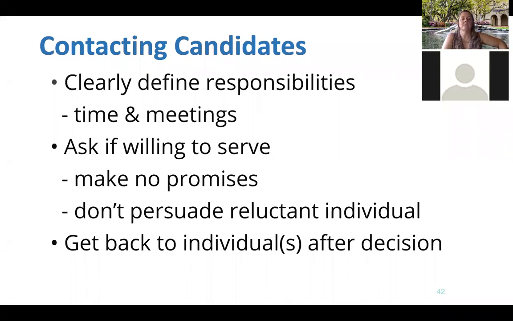Your nominating committee then contacts candidates, and they are honest about the responsibilities and the time commitments, and they ask if they're willing to serve. But don't make promises. Don't say, we're putting you on the slate as president. You just ask if they're willing and say, we're interested in considering you for it.